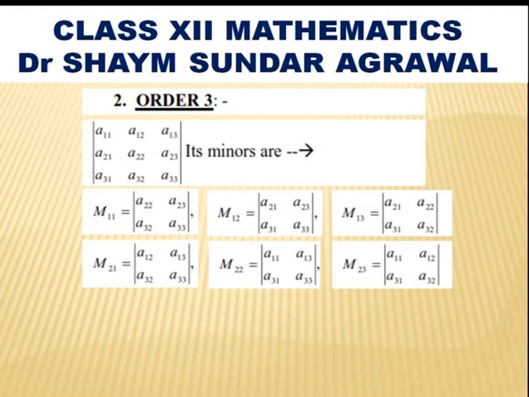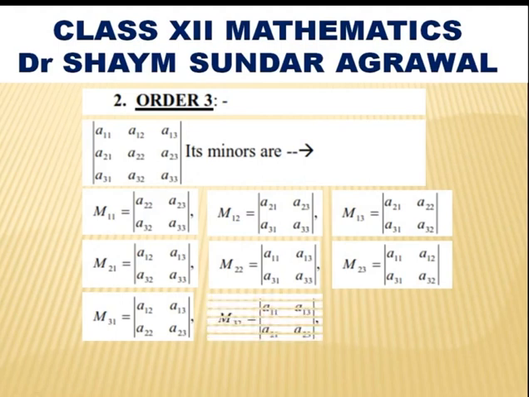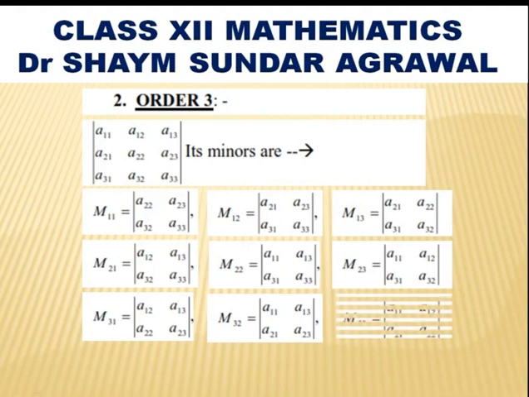Similarly, M31, third row, first column, after deleting, the determinant of the rest elements is A12, A13, A22, A23. Similarly, M32 is the determinant of A11, A13, A21, A23. M33 is equal to the determinant of A11, A12, A21, A22.